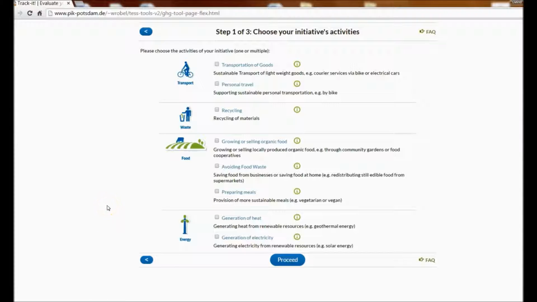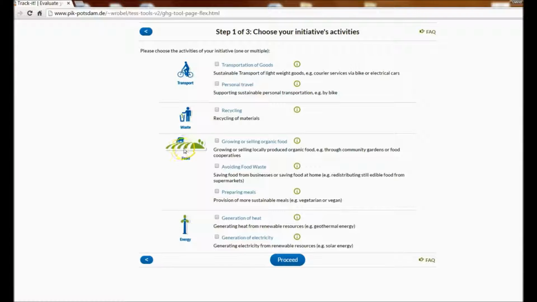Through the TESS project, we identified 8 of them as being relevant for CBIs. In the transport domain, we have transportation of goods, specifically of lightweight goods. So typically we find courier services run by bikes or electric cars. We have CBIs promoting changes in personal transportation, recycling of different materials, specifically of aluminium, batteries, glass, paper, and plastics.